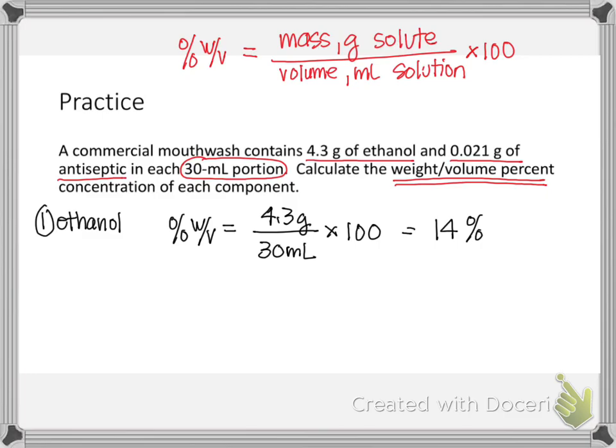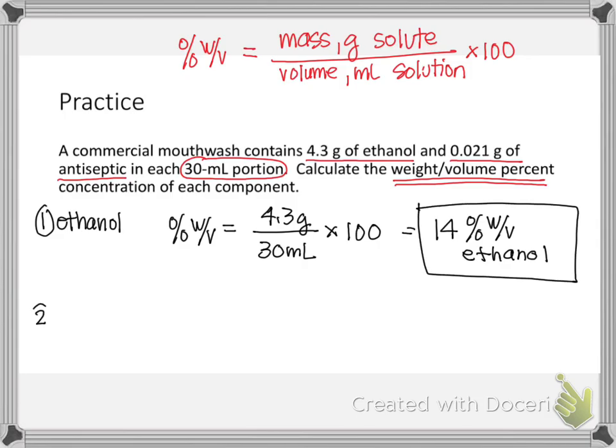They don't write the grams and the milliliters. Instead, they put a W or an M and a V. And that's how people would know that you're comparing mass to volume. So the units don't really cancel, but they also don't include the traditional grams and milliliters there. They just write W/V. So that's how much ethanol we have, 14%.